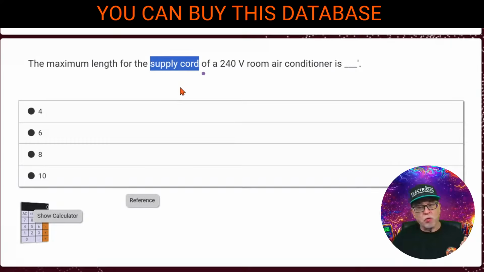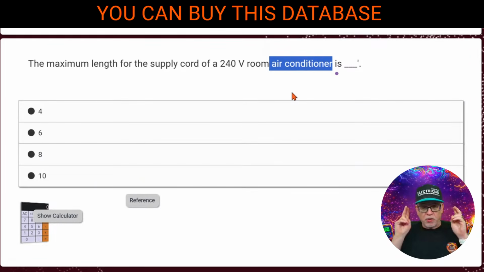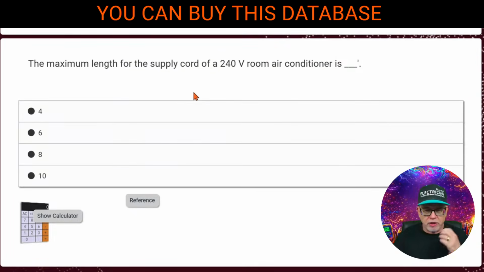The supply cord of what? A room air conditioner. So it's an air conditioner, first and foremost, but it is the room type air conditioner, okay? So this is one that's obviously going to have a supply cord, probably very similar to what you'd see in a motel or hotel. It's got the cord and plug on it. And it wants to know what is the maximum length of the supply cord. So we've identified the triggers here.